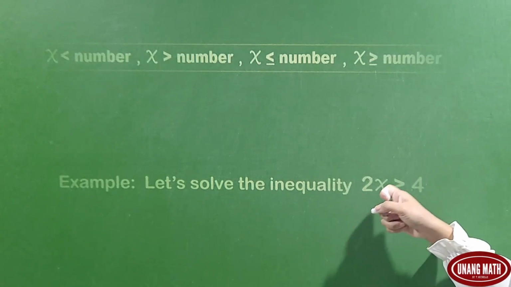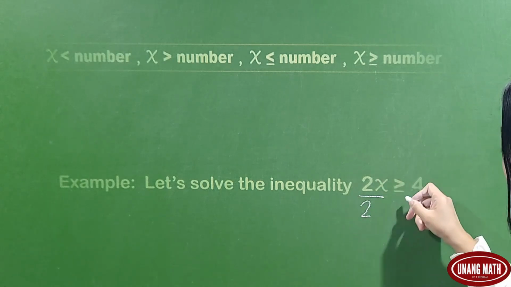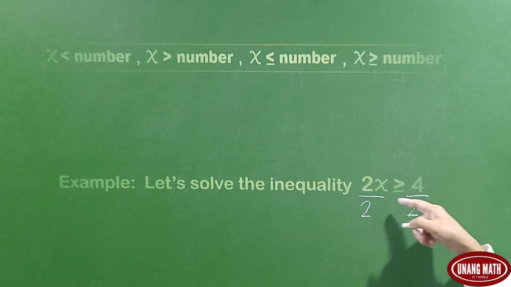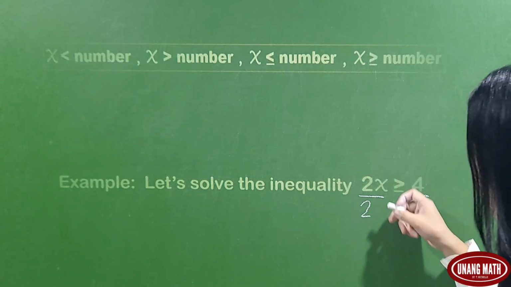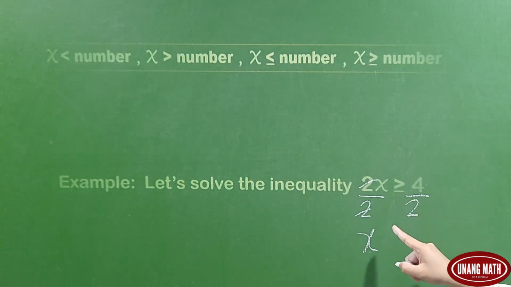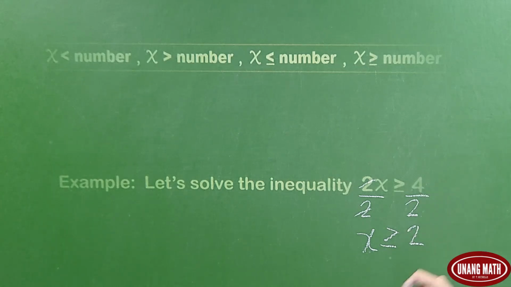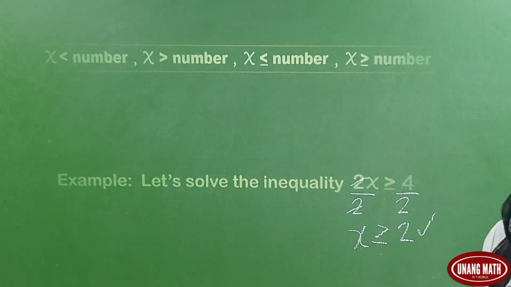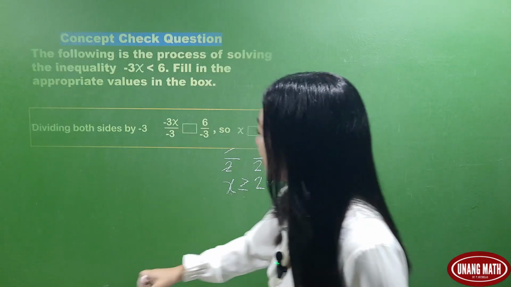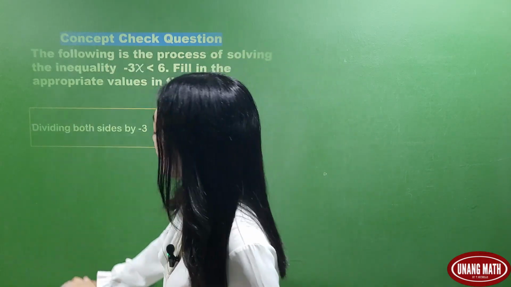So to find the value of x here, we have to divide both sides of this inequality by 2. And if we simplify, x is now greater than or equal to 4 divided by 2, which is 2. So x is greater than or equal to 2. Okay, another example, by answering this concept check question.